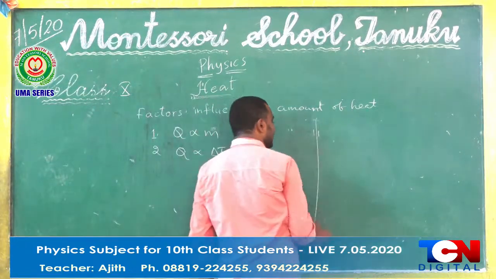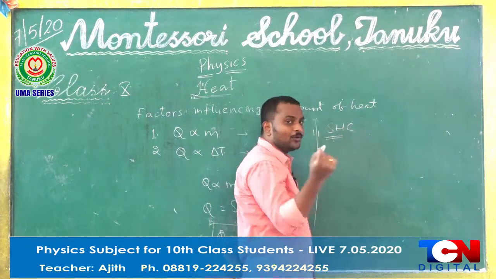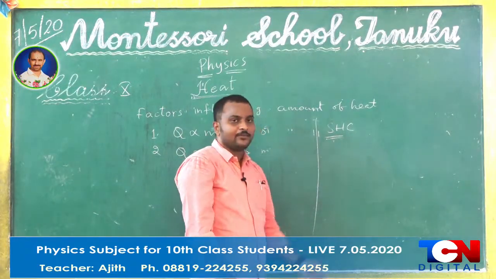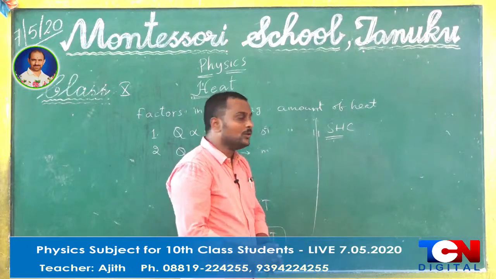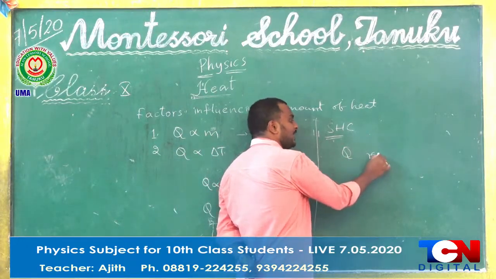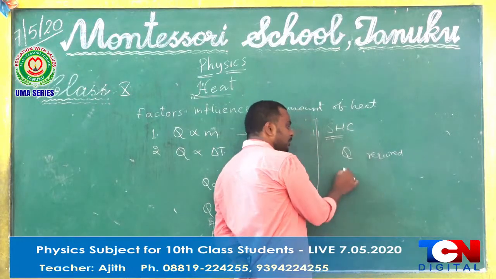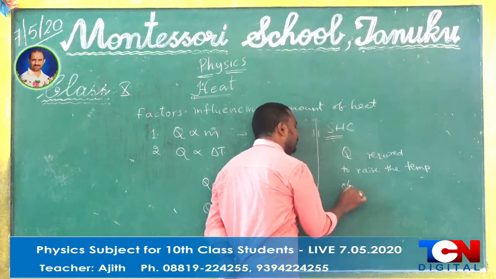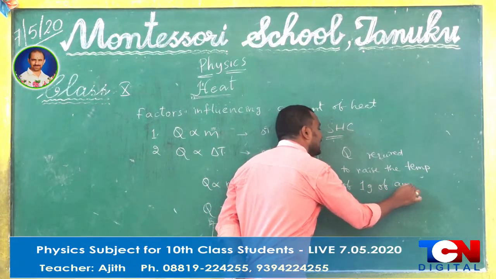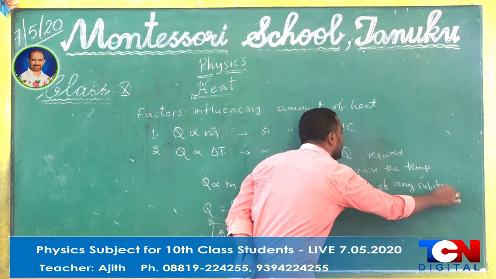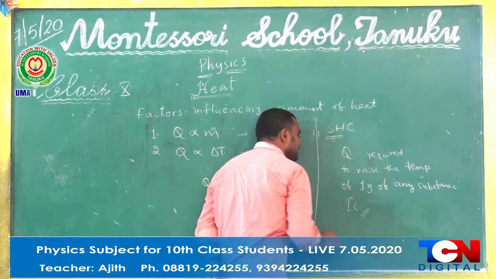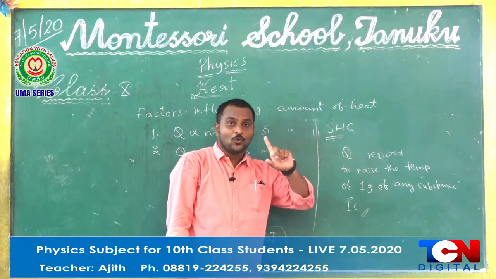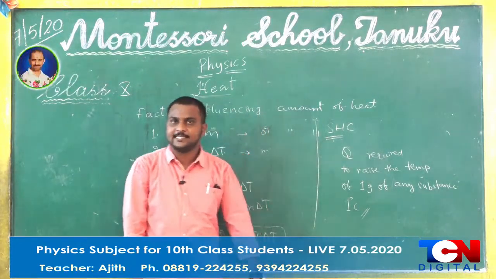The specific heat capacity is the amount of heat. We already discussed the definition of calorie. Similar to calorie, where we take 1 gram of water, here we take 1 gram of any substance. So the amount of heat required to raise the temperature of 1 gram of any substance by 1 degree Celsius is called the specific heat capacity.